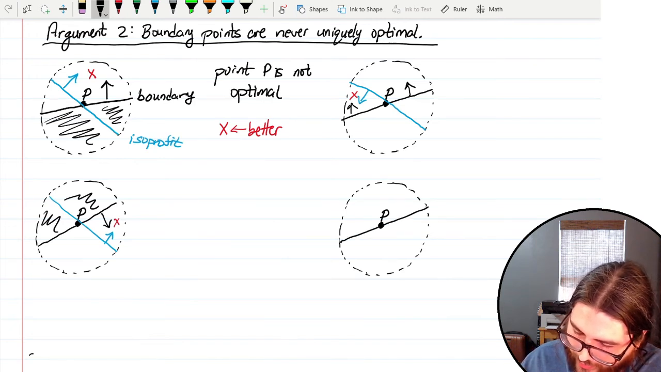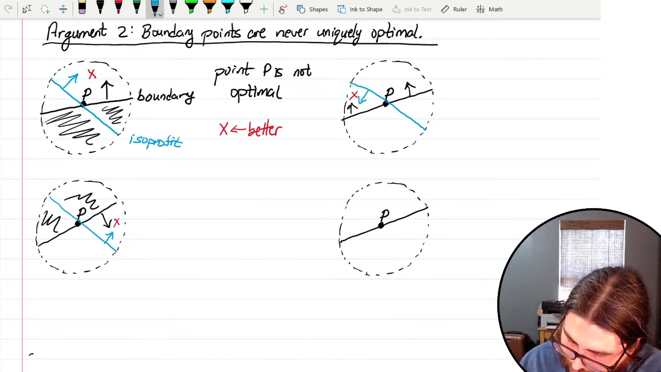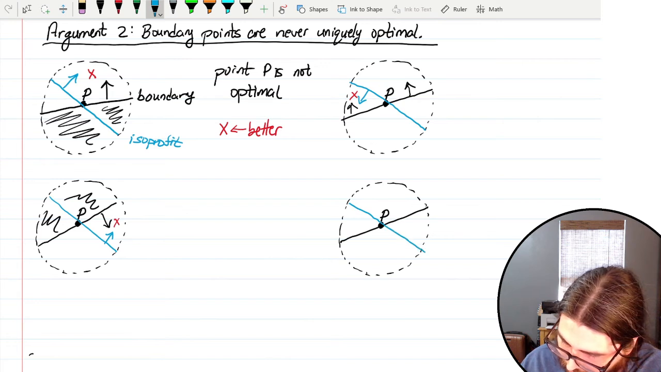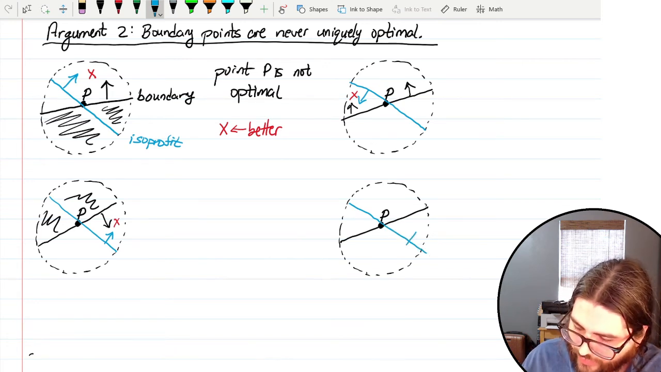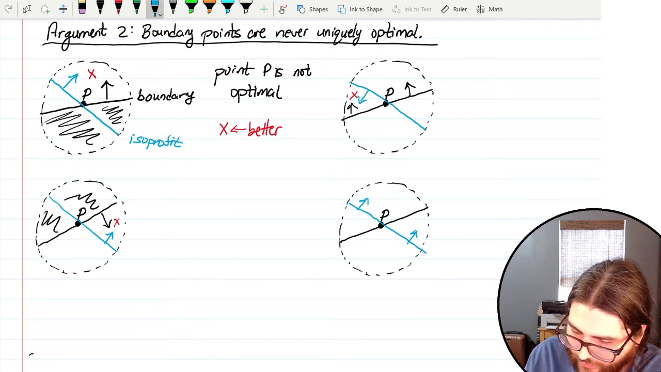And one last diagram. Now this one is shaded here for the isoprofit line. No, shaded down below.